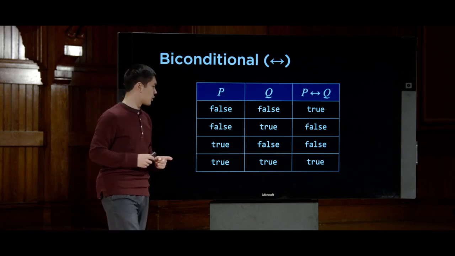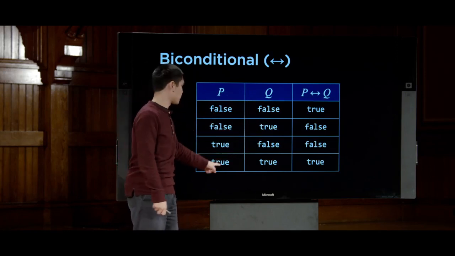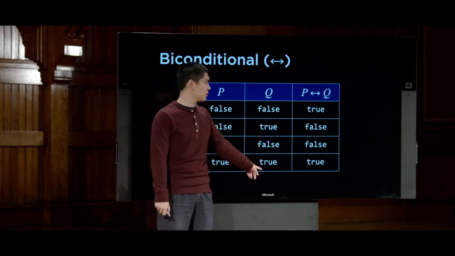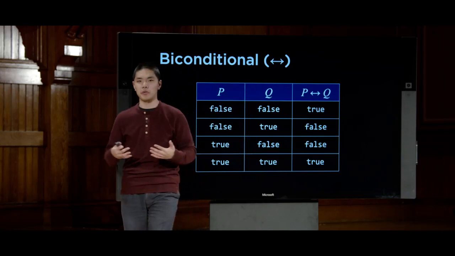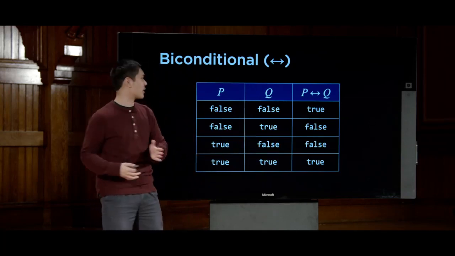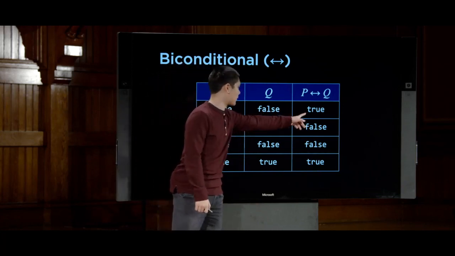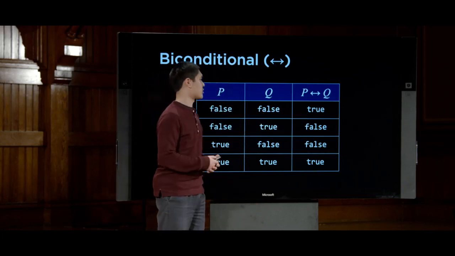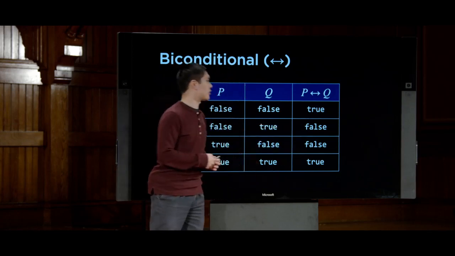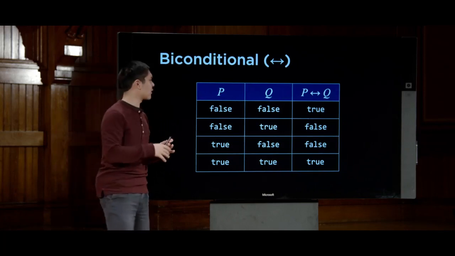So this biconditional is only true when P and Q are the same. So if P is true and Q is true, then this biconditional is also true. P implies Q, but also the reverse is true. Q also implies P. So if P and Q both happen to be false, we would still say it's true. But in any of these other two situations, this P, if and only if Q, is going to ultimately evaluate to false. So a lot of trues and falses going on there.